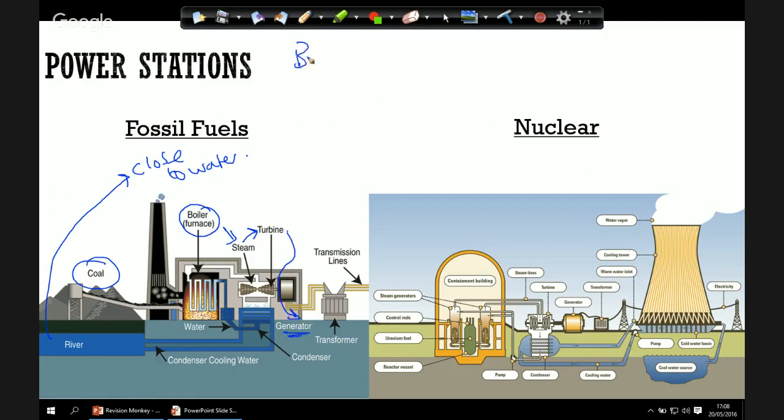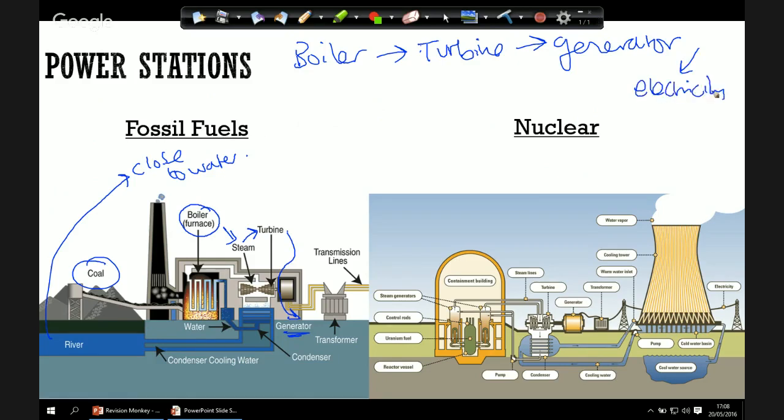So you've got that basic link of a boiler, which is using the coal to burn and heat the water. It turns a turbine, and that turns the generator, and you've then got your electricity, which is transported on the national grid, which we'll come to later. But those are your basic setup, and you need to remember that in this process you're heating water to make steam, and that turns the turbine.